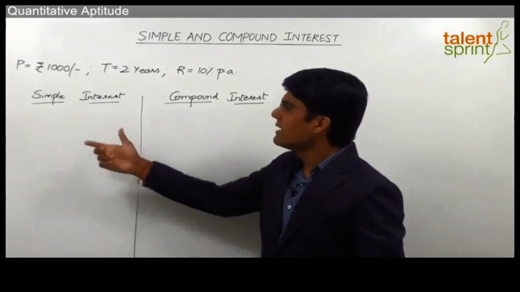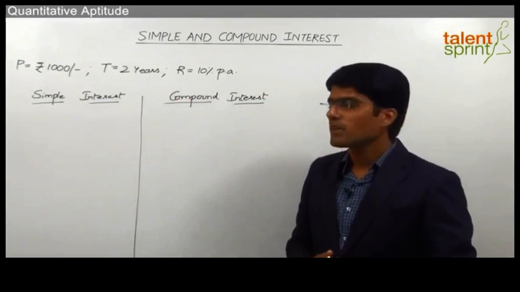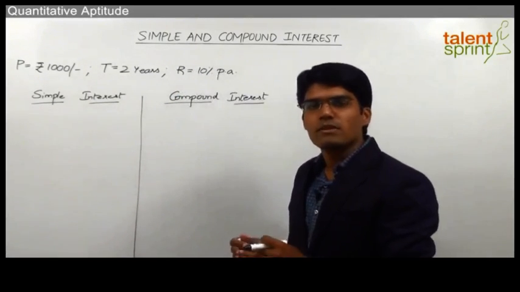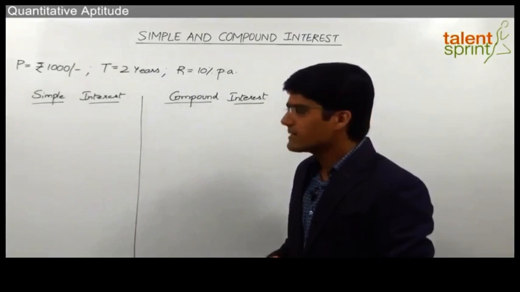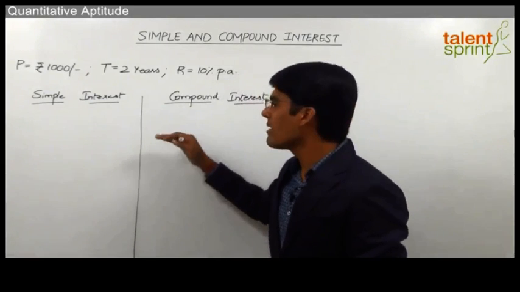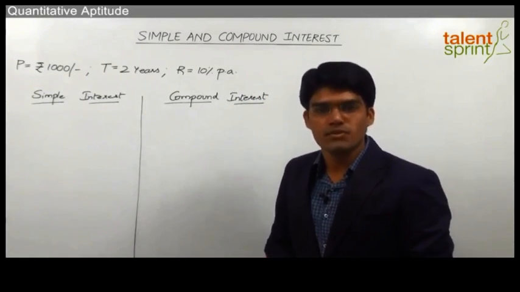Let us understand the difference between SI and CI with the help of these calculations. Now, instead of using the formula directly, let us first do the calculation without using the formula. For example, here we will calculate simple interest for the first year and for the second year. Similarly, compound interest for the first year and for the second year, and try to understand the difference between these two.